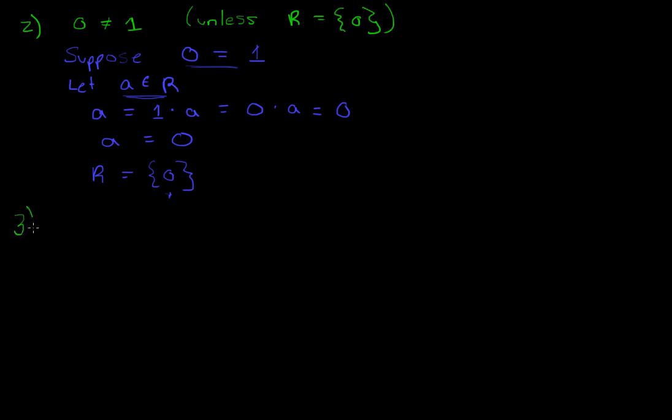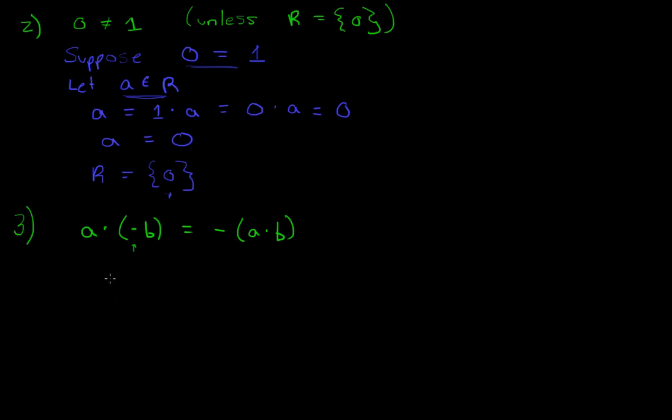Number 3. I'd like to prove that a times negative b is equal to negative a times b. In other words, just like you're used to, you can just move this negative around however you please. It really does behave almost just like a negative. You can move it around. As long as there's multiplication here, you can move it around however you like.